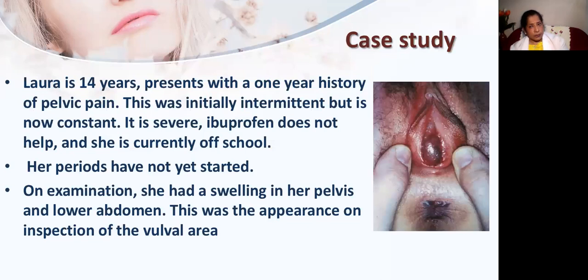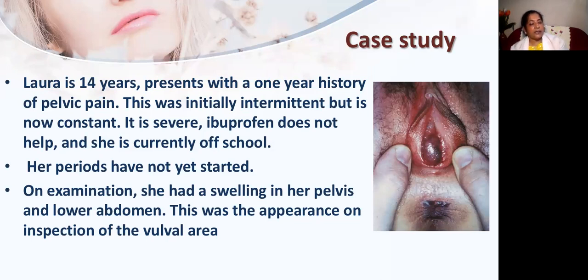Now let us go through a case study. Laura is 14 years old. She presents with a 1-year history of pelvic pain. This was initially intermittent, but is now constant. It is severe. Even ibuprofen does not help, and she is currently off school because of her pain. Her periods have not yet started, so she has not attained menarche.